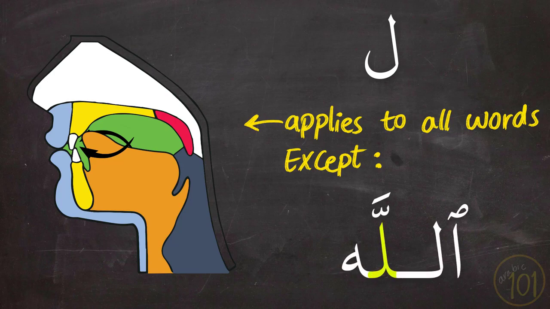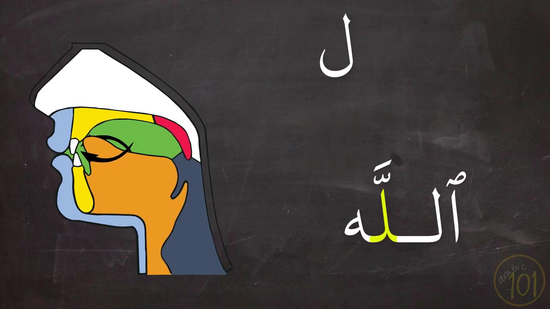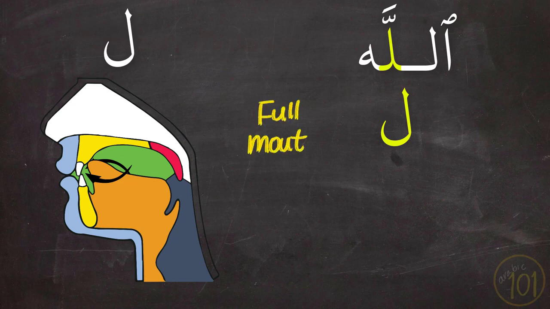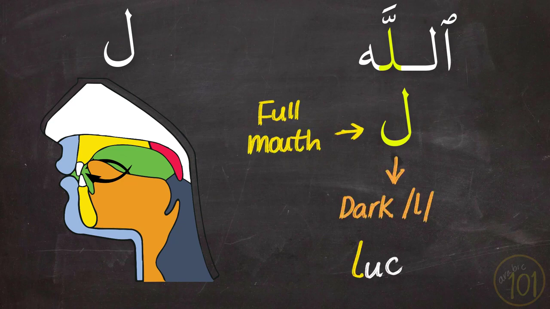So this is how you pronounce the lam in every single word in Arabic, except in one word, which is the most honored word, Allah. When starting at the word Allah, lam will be pronounced slightly differently from all other words in Arabic. Specifically, it will be a full mouth lam, or as we call it in English, the dark L, as in the word luck.